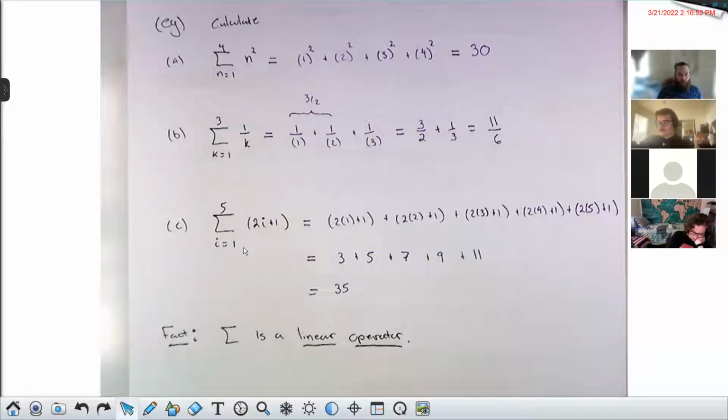The last time we heard the words linear operator was when we first introduced the derivative. The derivative is a linear operator. And what that meant is you could split it up over addition, right? Like f plus g all primed is f prime plus g prime. And you can pop out constants. So like c times f all primed is c times f prime. Sigma works the same way.